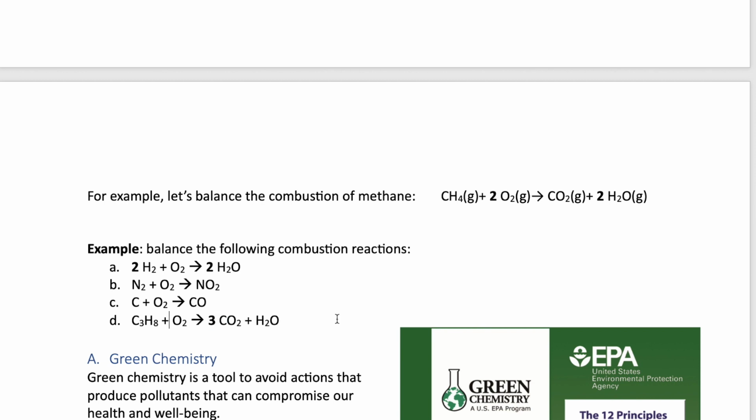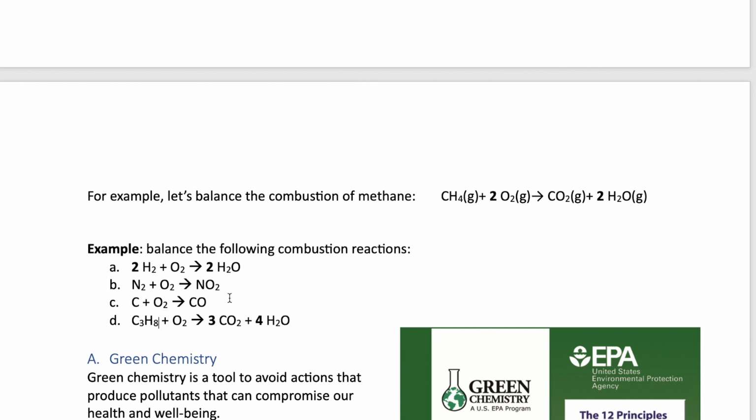Now the next thing I can balance is hydrogen. I have 8 hydrogens on this side. On this side, I only have 2. So to make it 8, I multiply by 4. So now I have 8 hydrogen on both sides. So the carbon and hydrogens are balanced. Okay, so once they're balanced, you really don't want to touch them anymore.